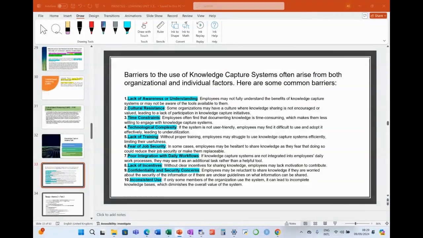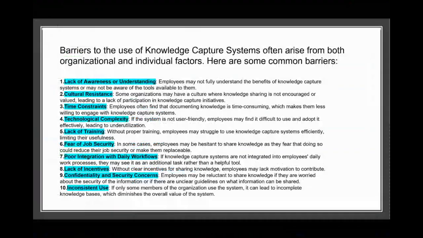Okay. Then you've also got lack of training. Okay, very closely related to the previous point. Obviously, if you're not properly trained, you're not going to use this thing because you don't know how to. Okay, and then fear of job security. In some cases, employees may be hesitant to share knowledge as they fear that doing so could reduce their job security or make them replaceable.